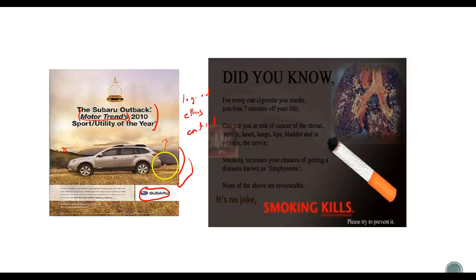So here's another one. Here's another smoking one. It's not quite as gross as the last one. It does have an emotional appeal with the black lung here, in the cigarette. Maybe that kind of is a little disgusting. But primarily this is logical appeal, right? It's telling us for every one cigarette you smoke, you lose 7 minutes off your life. Smoking can put you at risk of cancer of the throat, which we just saw, mouth, heart, lungs, lips, bladder, and in women, the cervix. Smoking increases your chances of getting a disease known as emphysema.